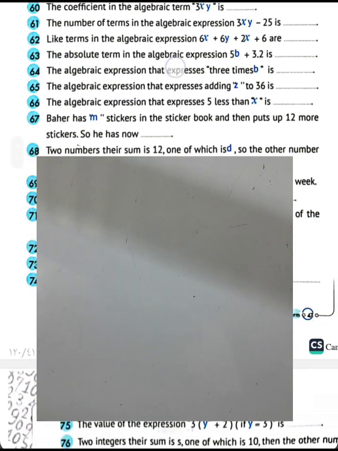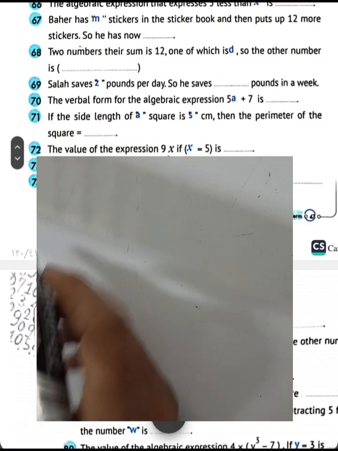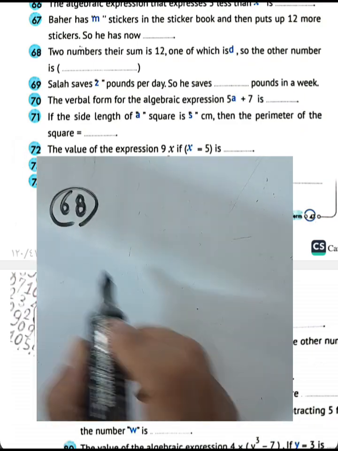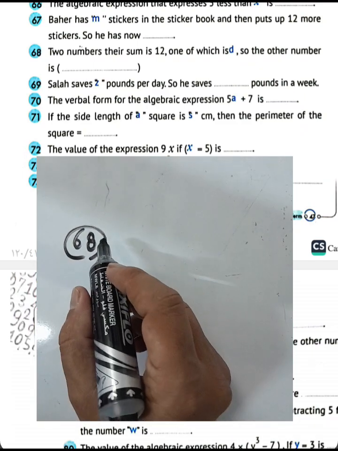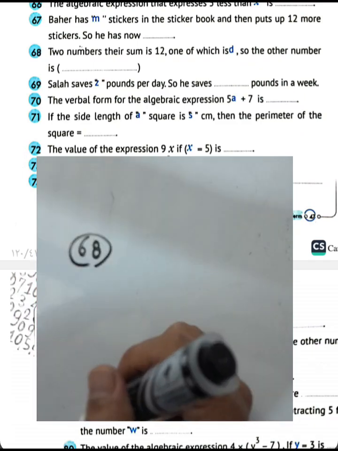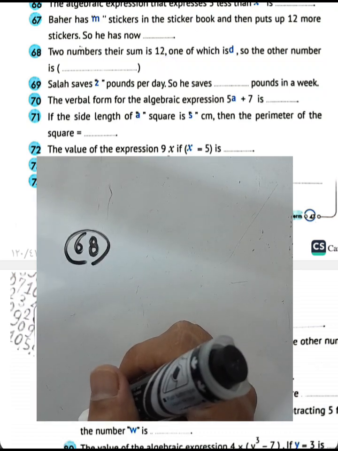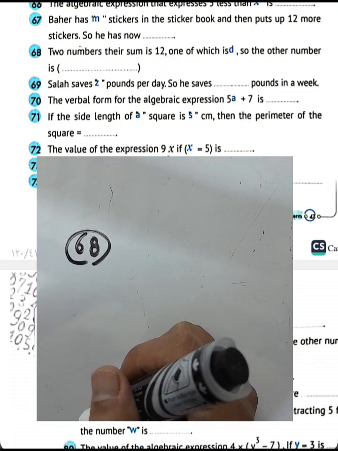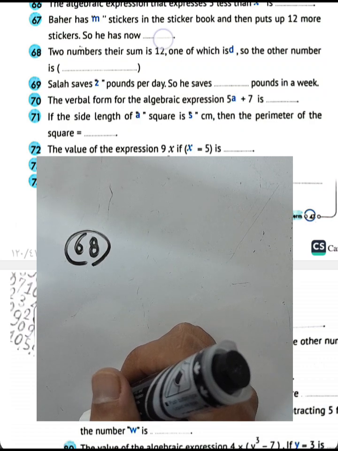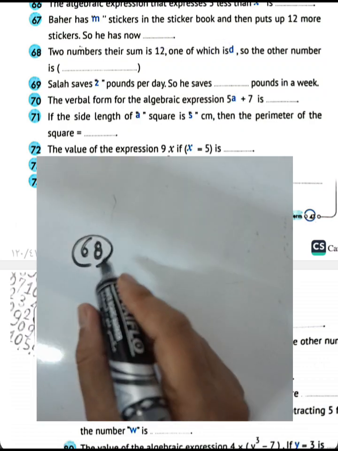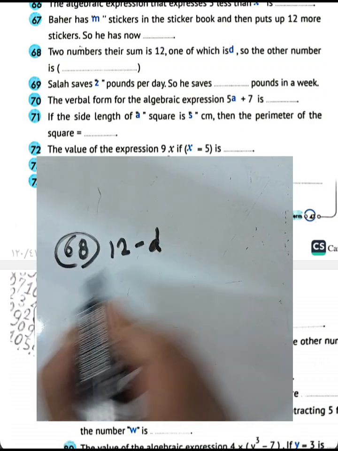Question 68. Here, two numbers, their sum is 12, and one of which is d. So the other number will be 12 minus d. Okay, write 12 subtract d.